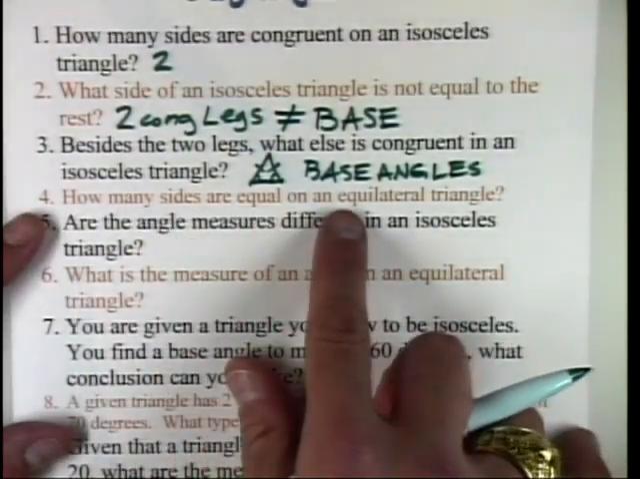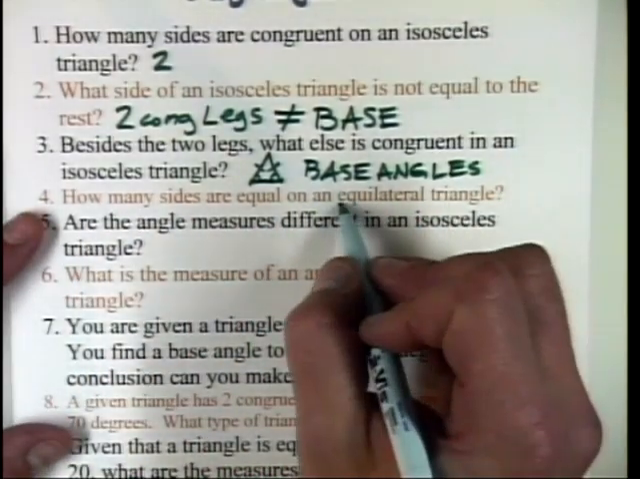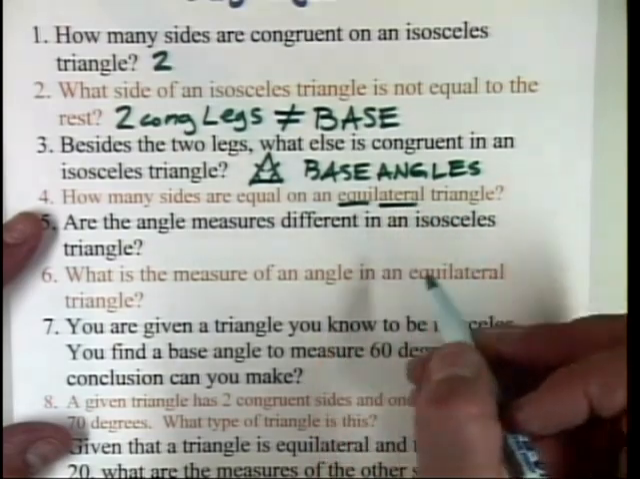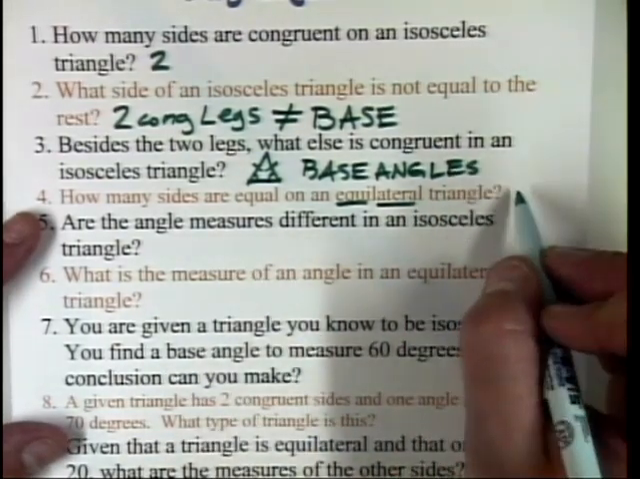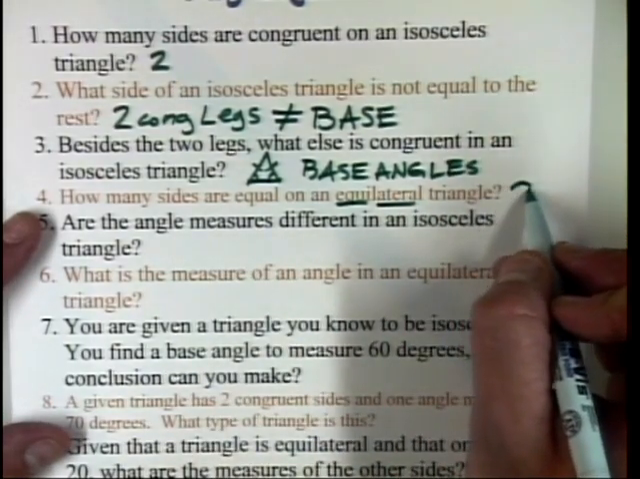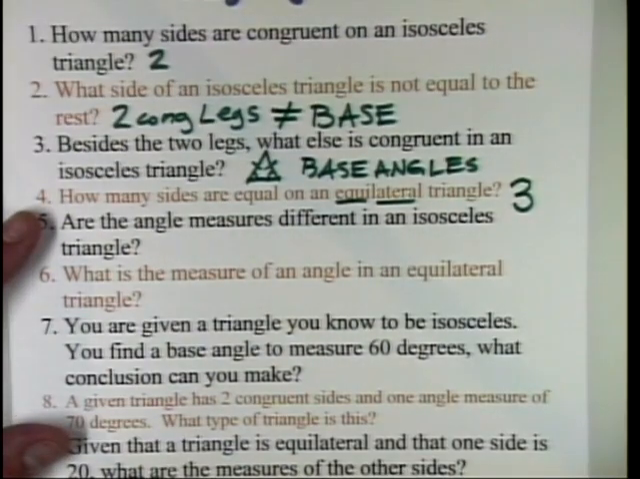How many sides are equal on an equilateral triangle? Well, again, equi means equal, lateral means side, so all sides are the same length. And there's how many sides in a triangle? 3. That was a pretty easy one.